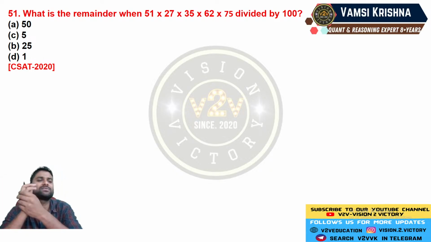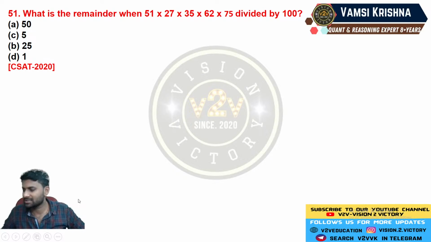So this is the 51st question. Just find the remainder. They have given us a few numbers in the numerator, and that number is divided by 100. What can be the remainder? Just try this question, guys, and post your answer in the comment section. I will check your answers there.